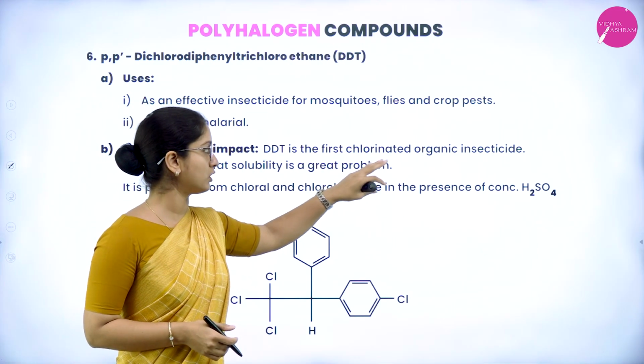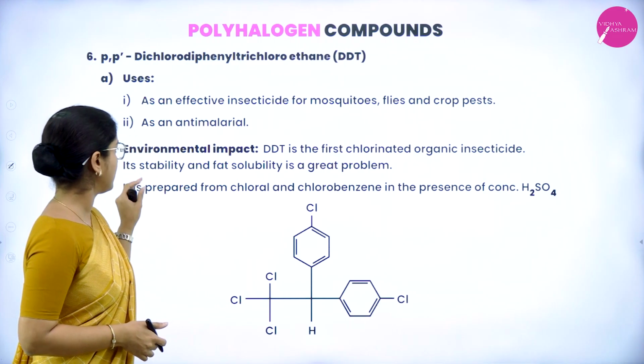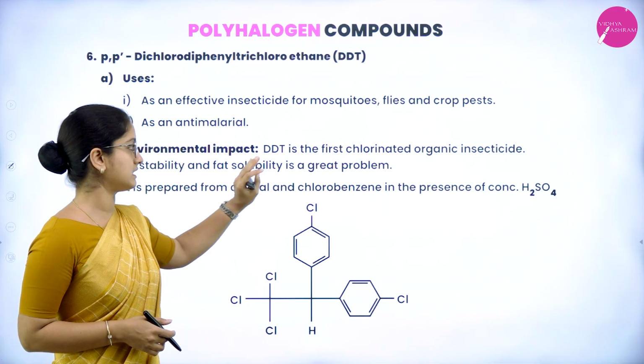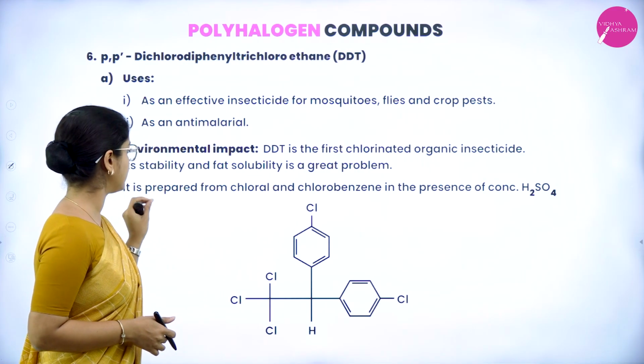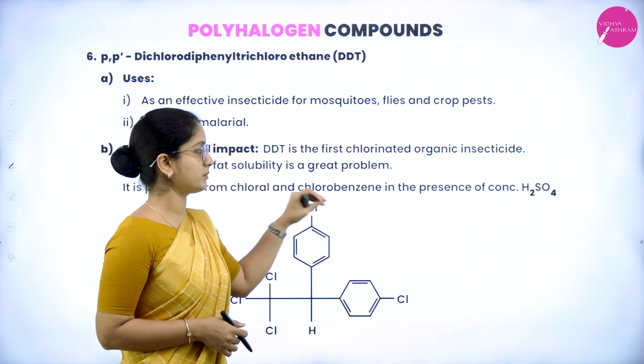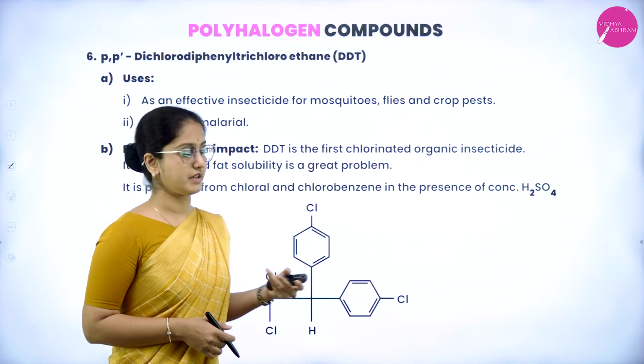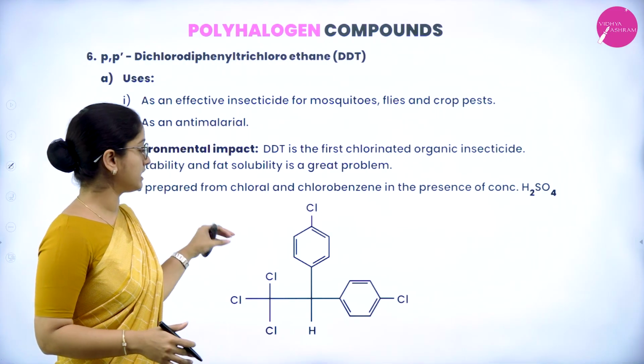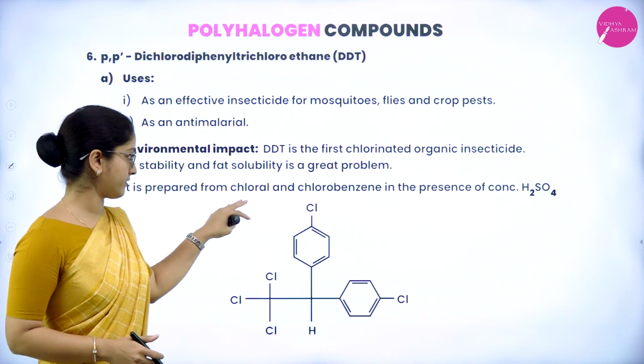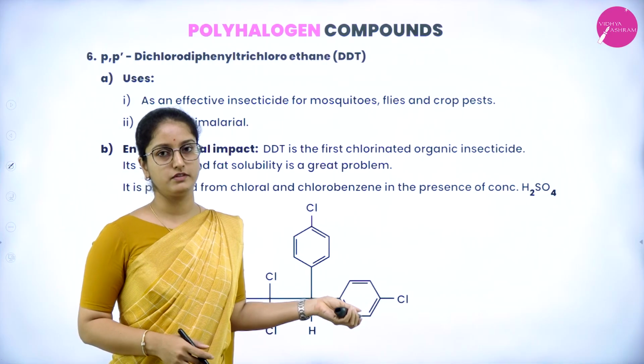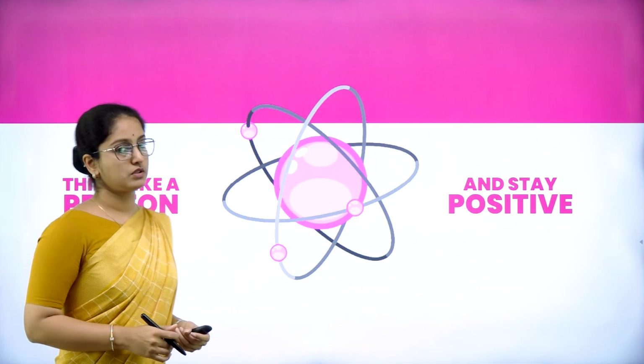DDT is the first chlorinated organic insecticide. Its stability and fat solubility is a great problem. Then it is prepared from chloral and chlorobenzene in the presence of concentrated sulfuric acid. So here is the structure of DDT, which is prepared from chloral and chlorobenzene in the presence of concentrated sulfuric acid.